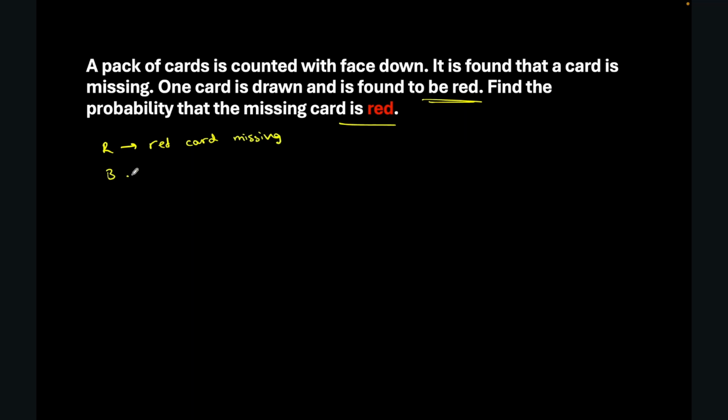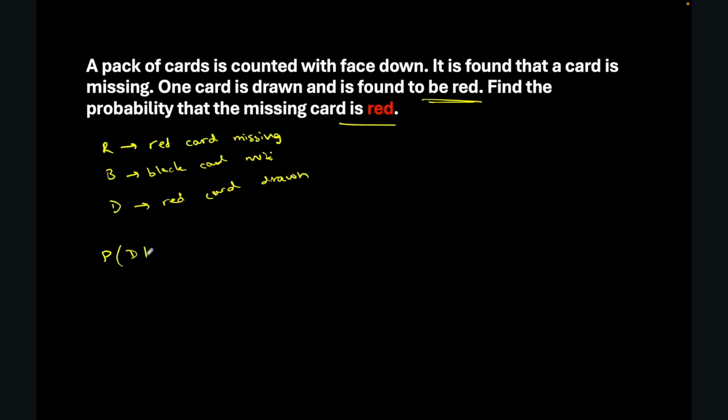And B is for black card going missing. Okay, black card missing. And I'm gonna say D for drawn. Okay, red card being drawn. Red card drawn. Okay, so what we're told to find is the probability that the missing card is red, or the card drawn is red, given that the red card is missing.